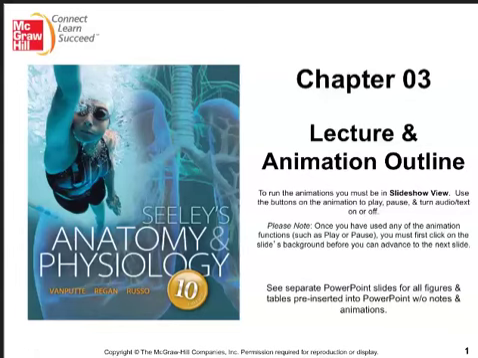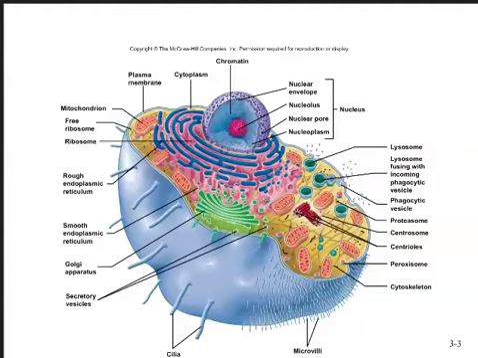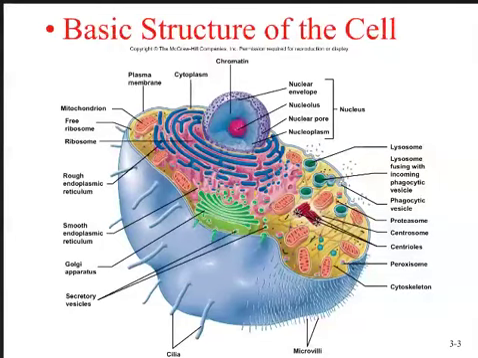Okay, welcome everybody. This is our first podcast dealing with Chapter 3, where we're going to explore the cell, which is the smallest unit of living matter. So we'll start out with just an overview of what we would call a typical cell. And you're seeing really everything we're going to talk about in this one diagram.